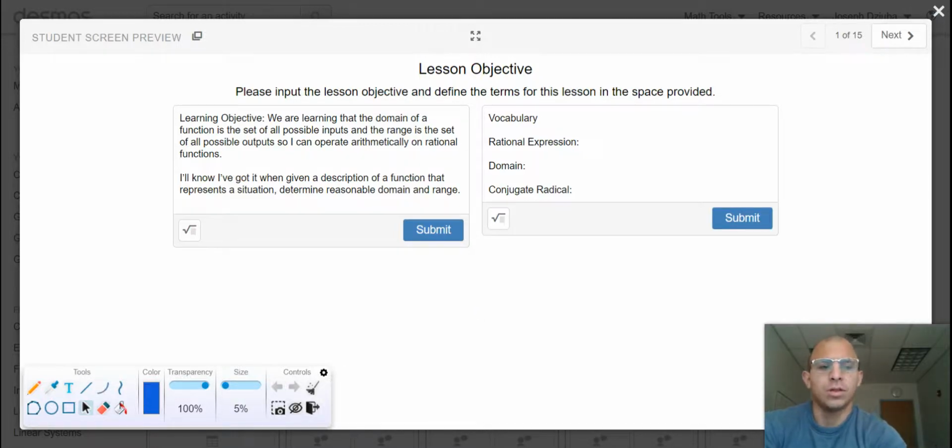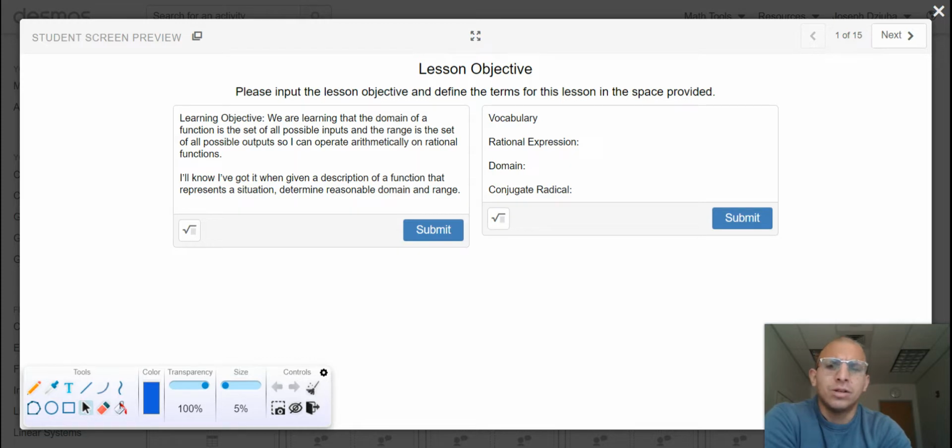Welcome back to the third installment in our pre-calculus journey through Unit 1. Today's content includes rational expressions. Our vocab for today's activity is a rational expression, domain, and the conjugate radical, which goes hand in hand with the process that we've been applying in the previous two lessons when we are rationalizing a denominator.